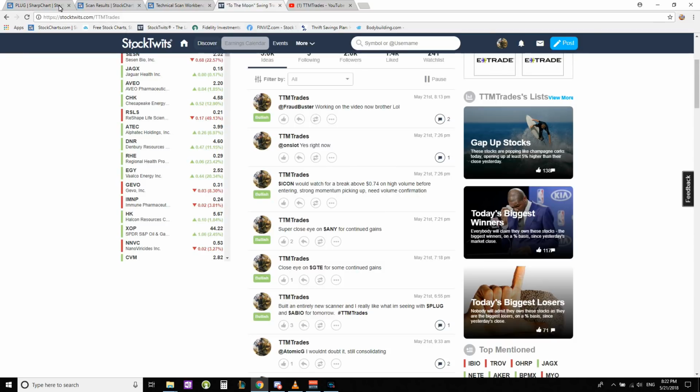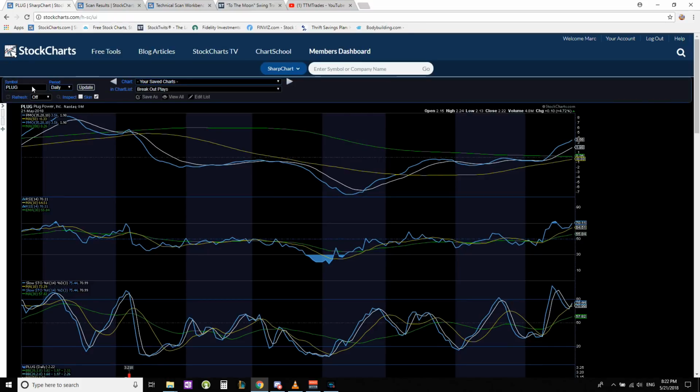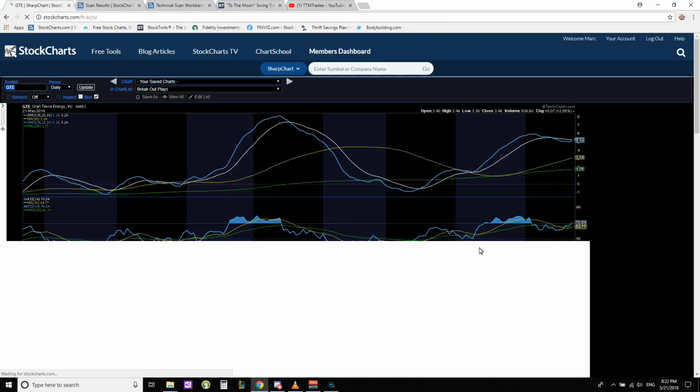Is that next? Yeah, ticker ANY. Oh, let's talk about GTE. Forgot about GTE. So GTE is another one that popped up on the scanner that I just built, once we can get it to load up here.